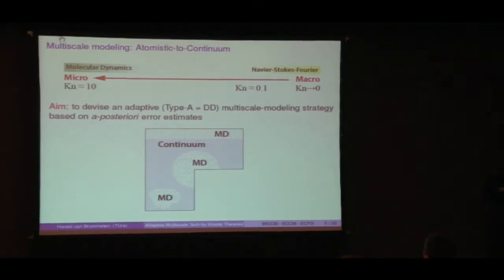what you could call a type A multiscale modeling strategy, based on a posteriori error estimates. Essentially you would divide the domain in two parts, one where you apply a continuum model, another part where you apply molecular dynamics, and then you identify where you apply the molecular model based on an a posteriori error estimate.